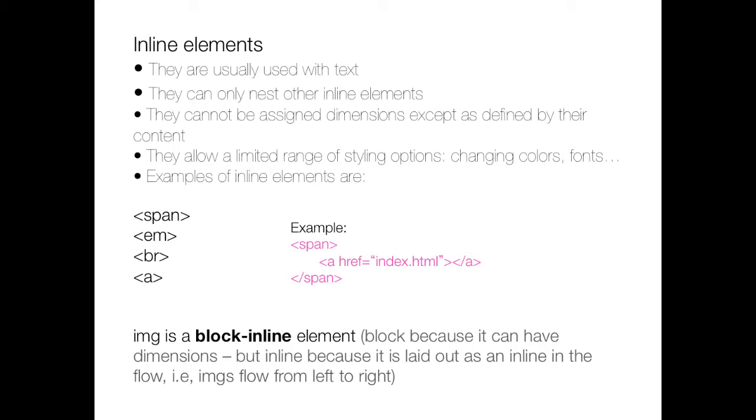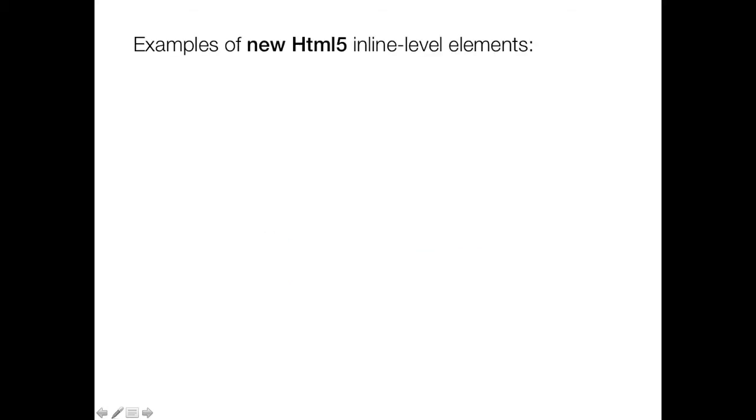The image is a special kind of element. It is a block inline element. It's block because it can have dimensions. We can assign a width and a height to an image. But it's inline because its behavior is inline. It flows from left to right as opposed to from top to bottom. Examples of new HTML5 inline elements are audio and video.